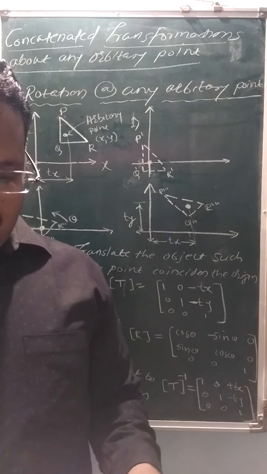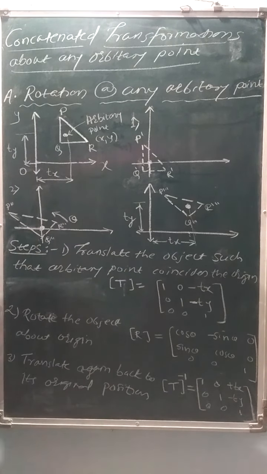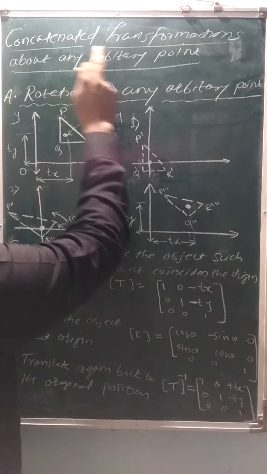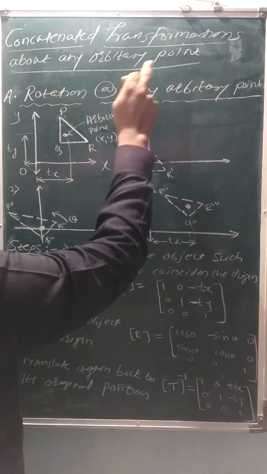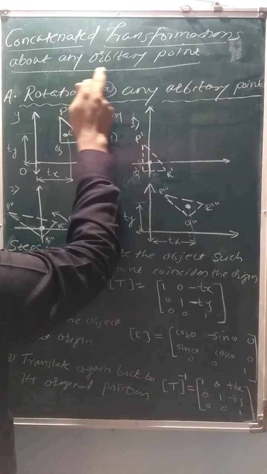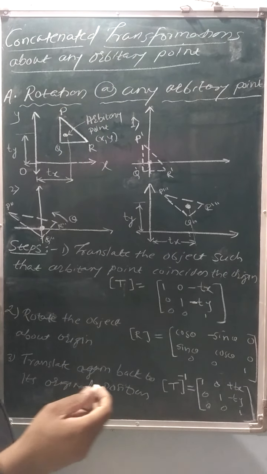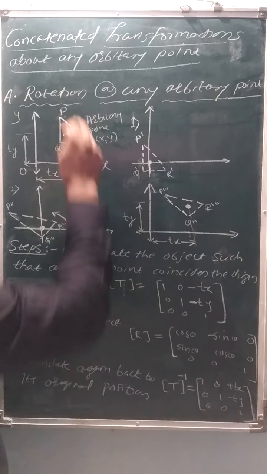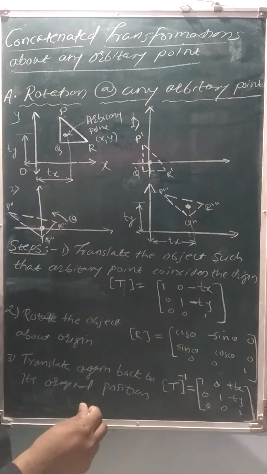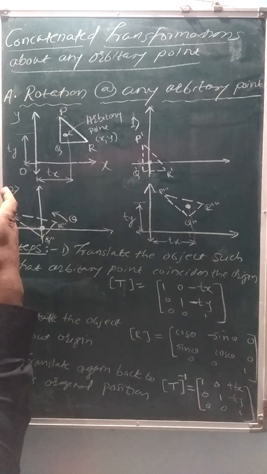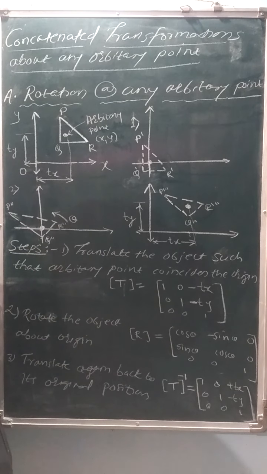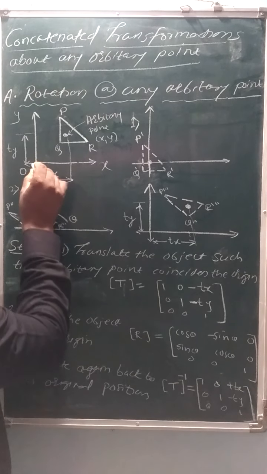Students, the next topic is concatenated transformation about any arbitrary point. Up till now, we have seen this concatenated transformation or single geometric transformation about the origin. Here, we can concatenate or we can achieve the transformation about any arbitrary point other than the origin.